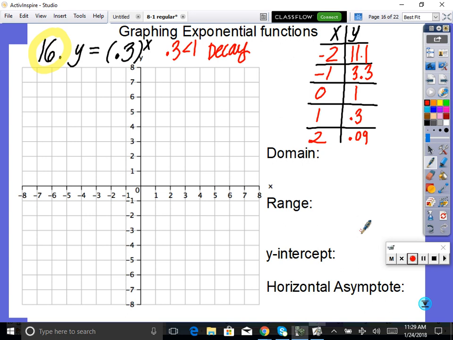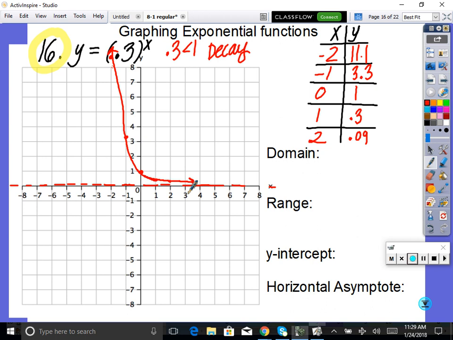Yeah. So once again, draw in your horizontal asymptote at 0. And then plot points. We're going -2, up 11. -1, up 3.3. Over 0, up 1. Over 1, up barely any. And so on. So now we can just connect those dots. This one got smaller quicker. The decay factor was smaller, so it jumped quicker downwards.